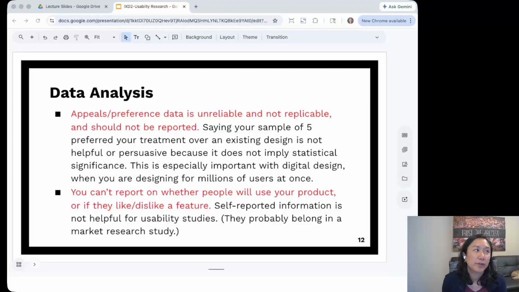group. So with small sample usability studies, it is also not helpful to report anything about appeals or preferences. So saying that 4 out of 5 people preferred a treatment, you can say that, but it's not statistically significant and it's not as helpful as saying what was preferred. So maybe they did like the design and it worked well, but only this specific part of the flow worked well. Maybe it was just the sign up field or just the calendar invite download, but it wasn't the whole thing.